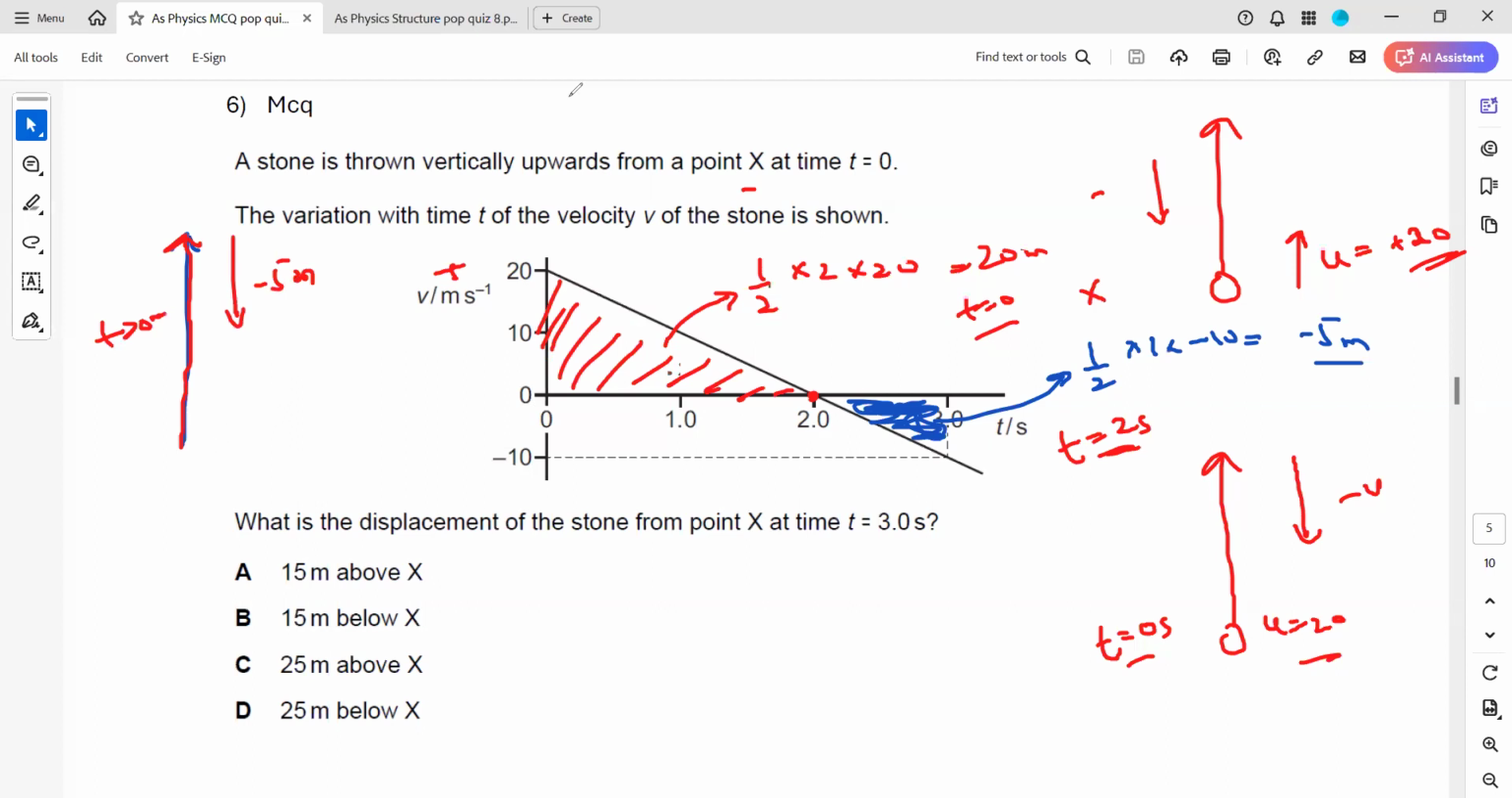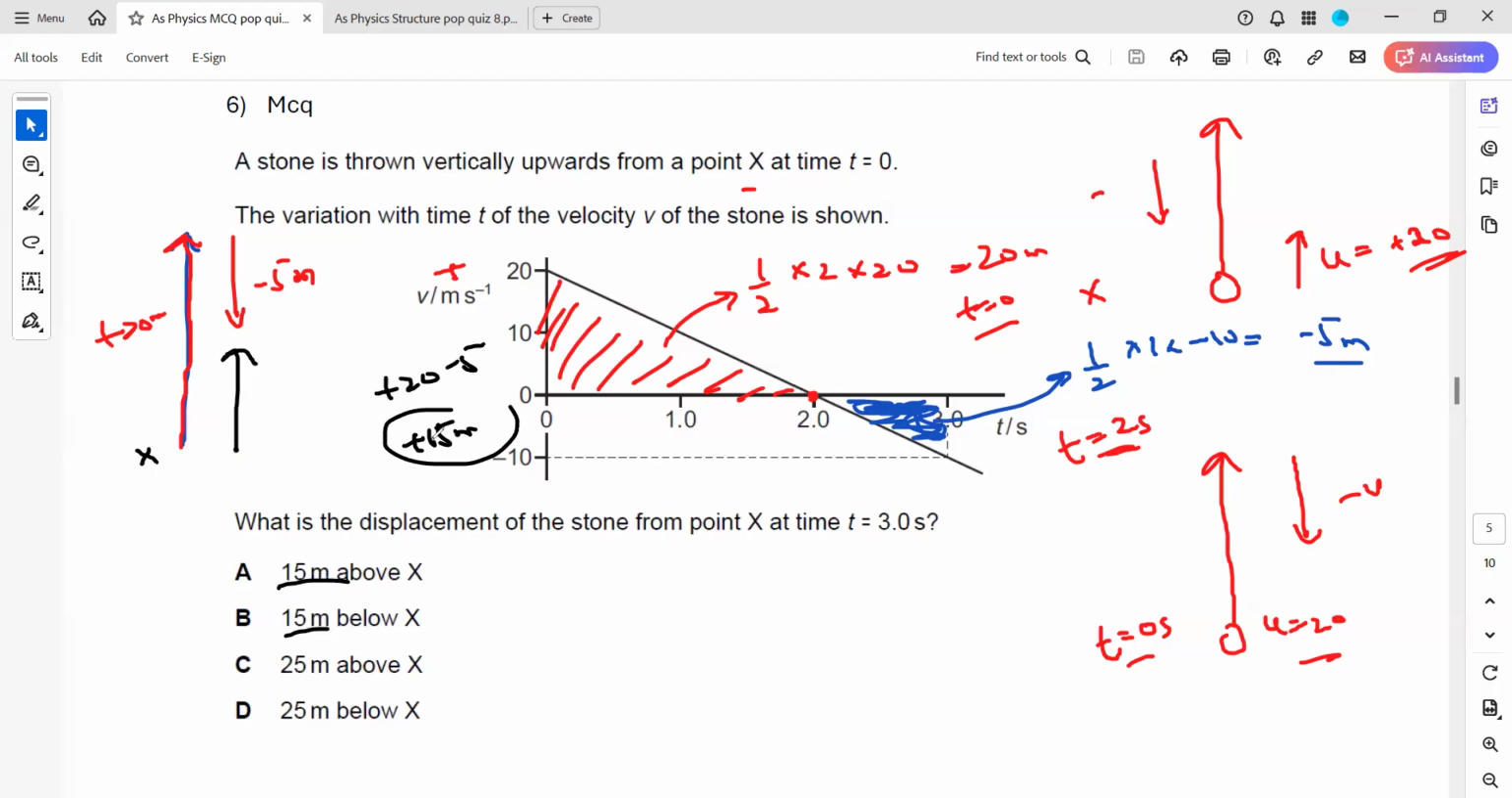So what is the displacement? Displacement is always from the starting position to the final position. So this is a displacement. So it is plus 20 and minus 5. So plus 20 minus 5 is equal to plus 15 meter. So 15 meters. Now, is it above or below? So how to identify this? Is it above or below?